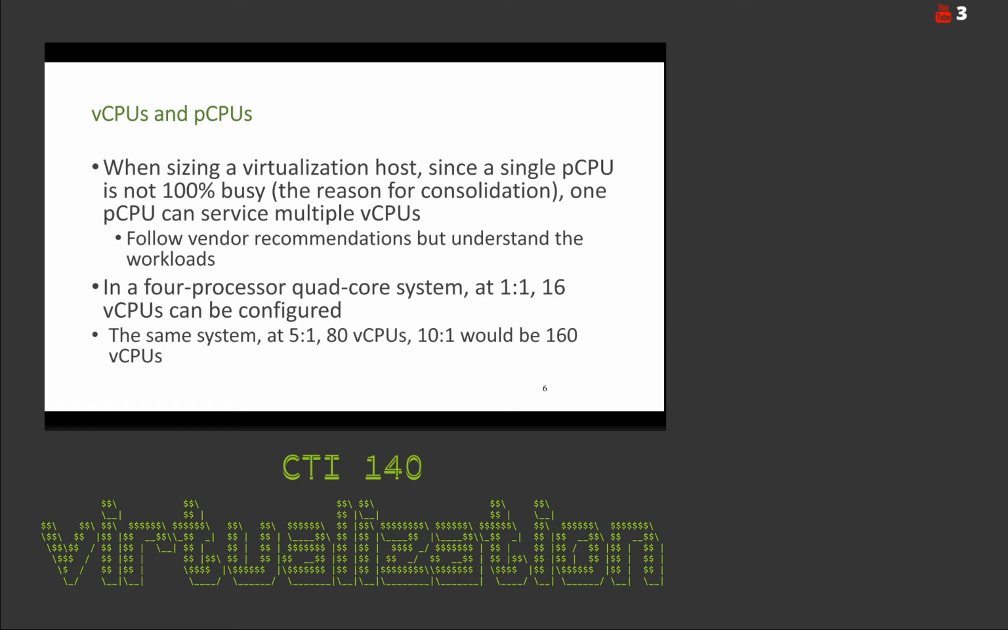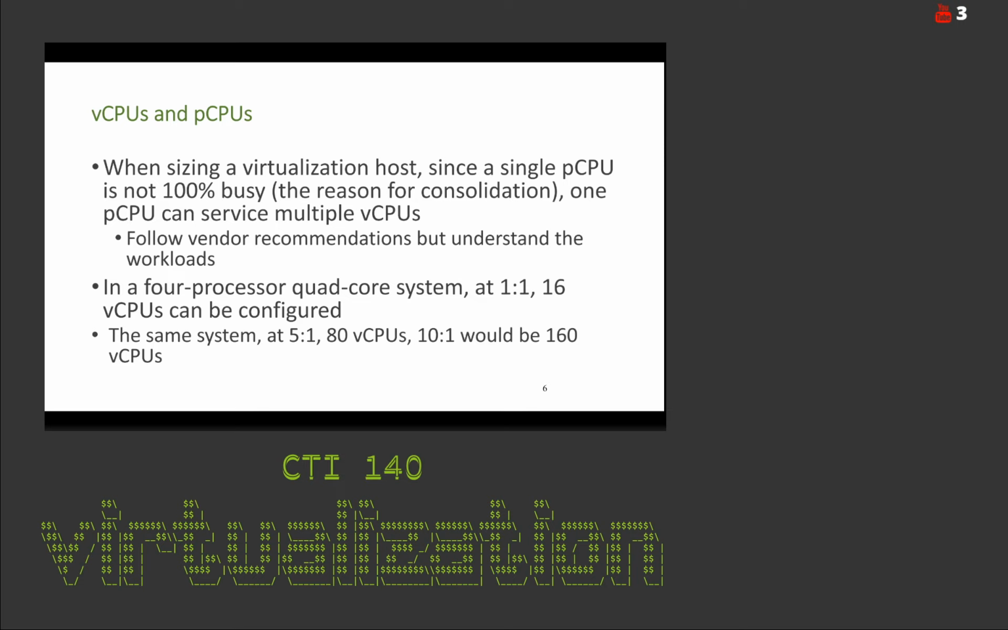But if we have a 4-processor quad-core system, so that's 4 processors, each with 4 cores, we can run 16 virtual CPUs, which, the math checks out, right? Because each one of those cores we can use as a vCPU. So we have 4 processors, each with 4 cores. 4 times 4 is 16. The math works out. That's working at a 1-to-1 vCPU ratio.